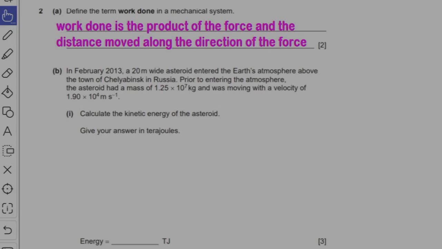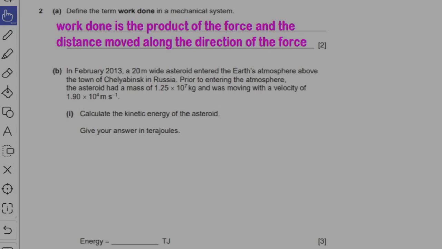Part B then says, in February 2013, a 20-meter wide asteroid entered the Earth's atmosphere above the town of Chelyabinsk in Russia. Sorry if I'm not pronouncing that correctly. Prior to entering the atmosphere, the asteroid had a mass of 1.25 times 10 to the 7 kilograms and was moving at a velocity of 1.9 times 10 to the 4 meters per second. Calculate the kinetic energy of the asteroid. Give your answer in terajoules.